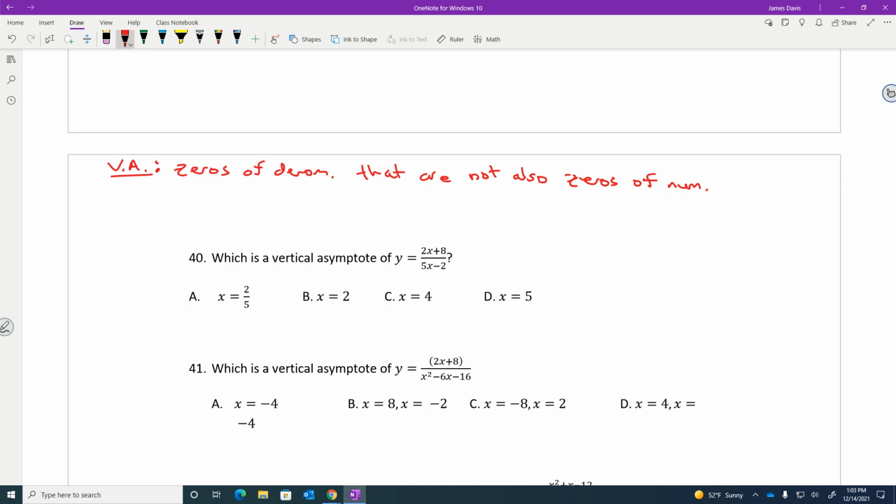And then we also have holes as well. A hole happens when it's a 0 of both. So a hole is a 0 of both numerator and denominator, and then that factor just cancels out.